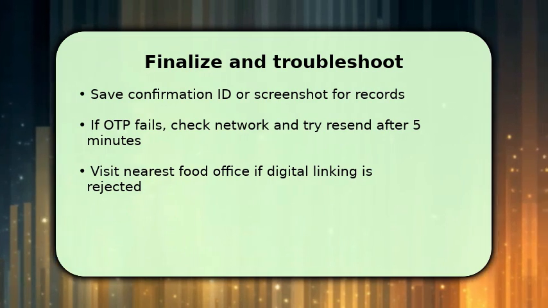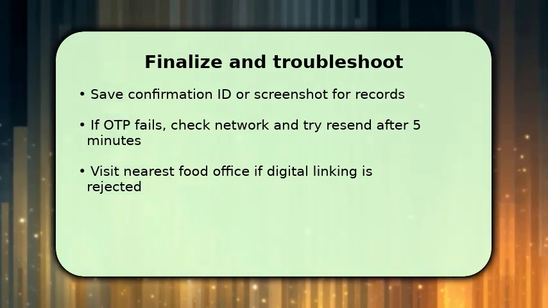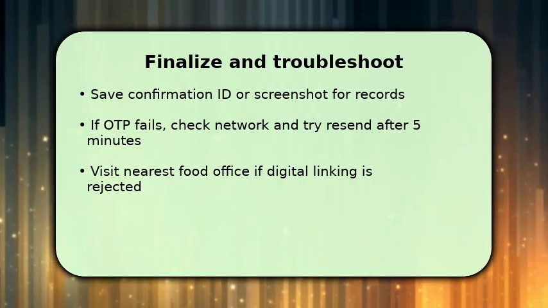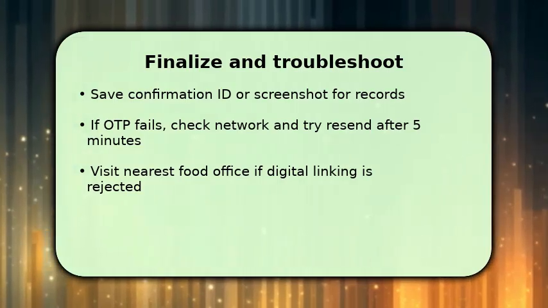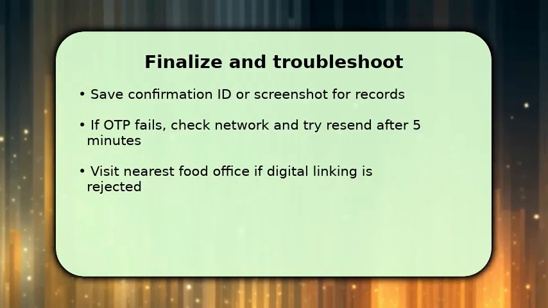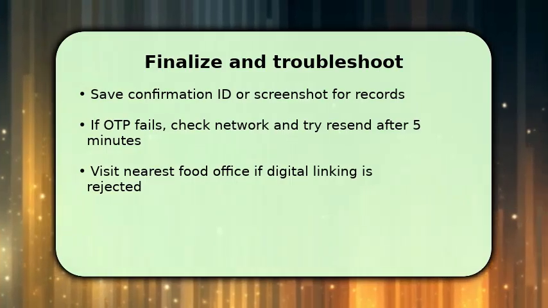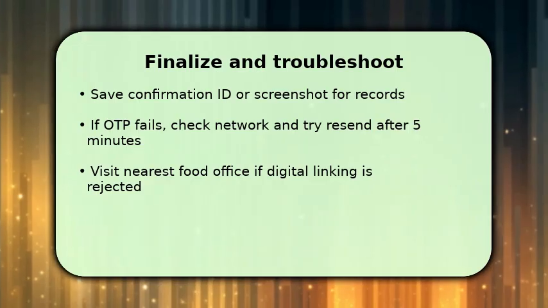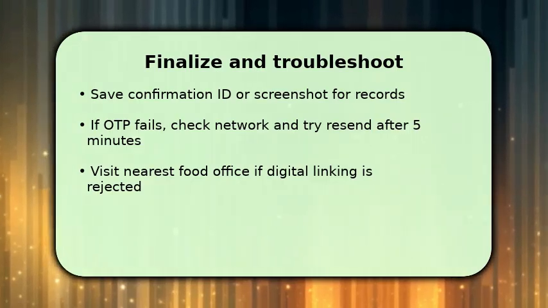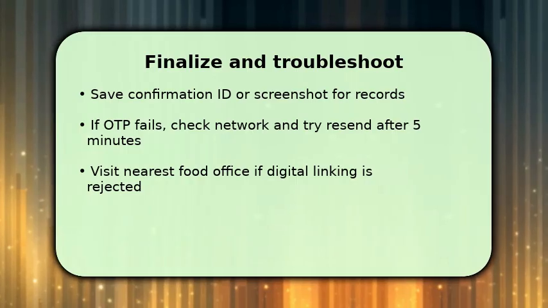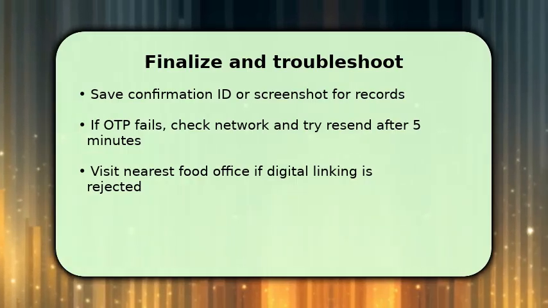If you do not receive an OTP, check signal, restart the phone, and request resend after a short wait. Many carriers delay SMS. If the portal rejects the link due to Aadhaar mismatch or duplicate mobile, visit the local ration office with original documents. This manual step resolves exceptions and completes the process.